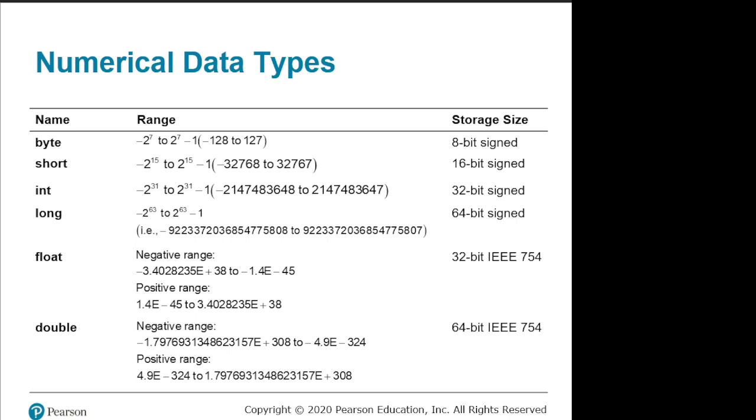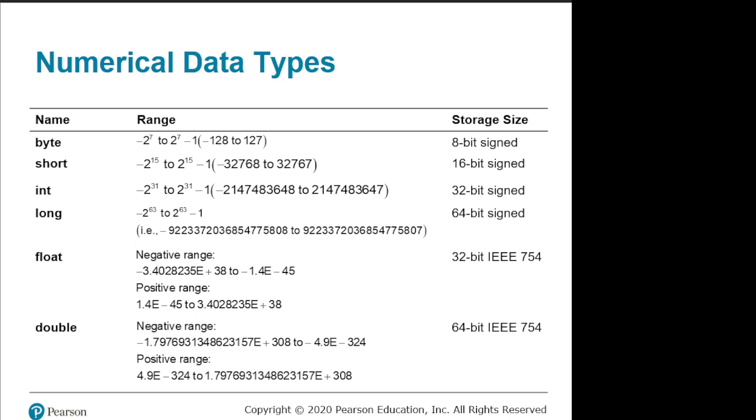Now for decimals, we have floats, which do negative 3.4 times 10 to the 38th to 1.4 times 10 to the negative 45th. So these are fairly large numbers that we can do with scientific notation. A double has 64 bits, and it can do decimals from negative 1.7976 times 10 to the 308th, or times 10 to the negative 4.9. So it can do really, really large numbers with the 10 to the 308th. I'm sorry, this is 4.9 times 10 to the negative 324, or really small numbers, because scientific notation 10 to the negative 324 is a small decimal.